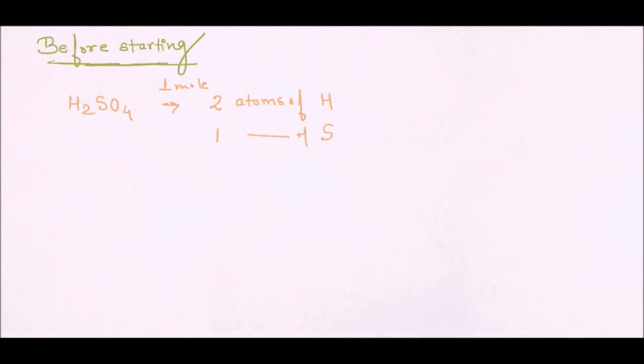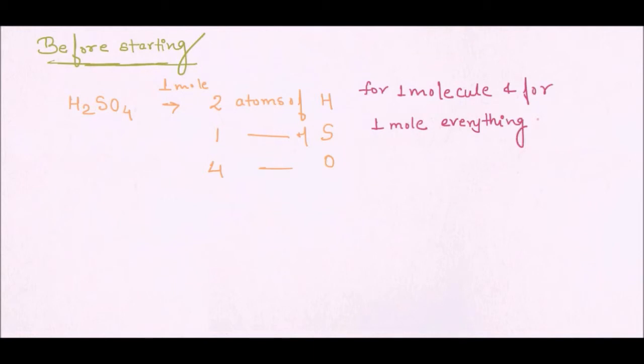So simple, isn't it? And now imagine I have 1 mole of H2SO4. 1 mole is basically what? 6.022 × 10^23. So in 1 mole of H2SO4, these atoms will be multiplied by the number of moles. Means I can say, if there are two atoms of hydrogen in one molecule, then in 1 mole of molecules there will be 2 moles of hydrogen, 1 mole of sulfur, and 4 moles of oxygen.